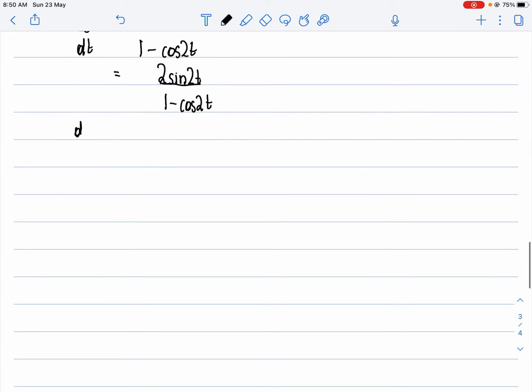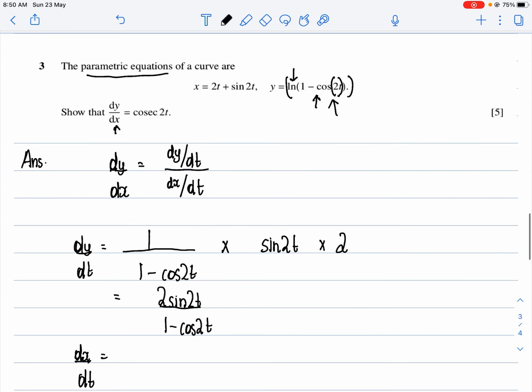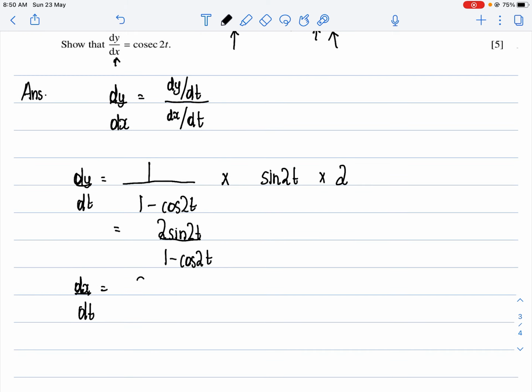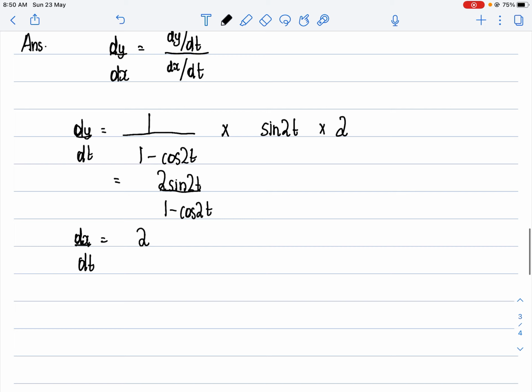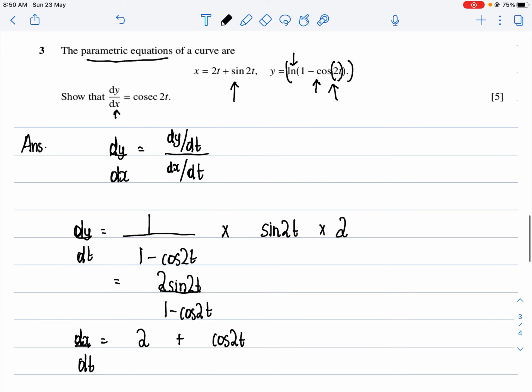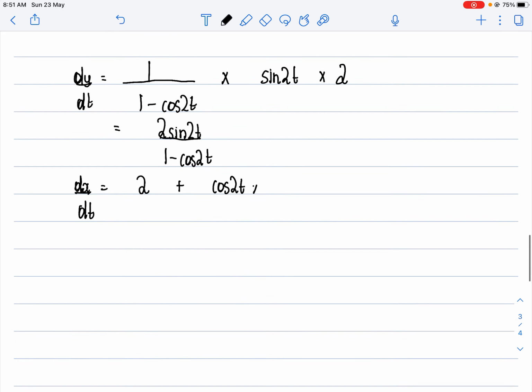Now I can calculate dx by dt. I can simply differentiate this. The differentiation of 2t is simply 2. And the differentiation of sine is cos, so I'll write cos 2t, but I told you chain rule, so the differentiation of 2t will also be multiplied. So I'll get 2 plus 2 cos 2t.